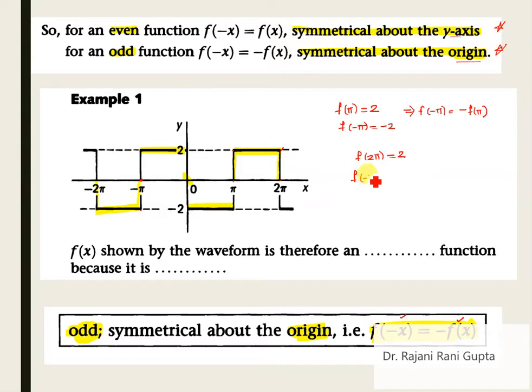Similarly, if we look at the value at 2 pi, the value at 2 pi is 2. At minus 2 pi, the value is minus 2. So again we conclude that f of minus 2 pi is minus f of 2 pi. So we can conclude that f of minus x is equal to minus f of x, because this pattern continues, hence the function is symmetrical about the origin and hence an odd function.